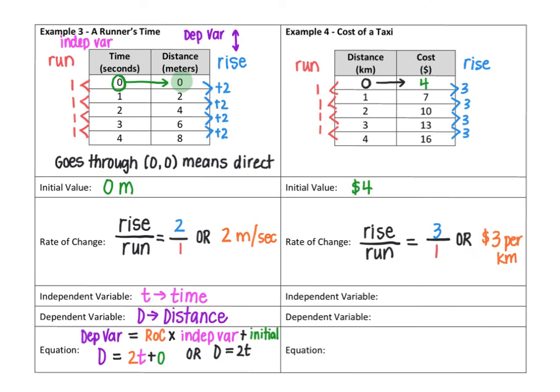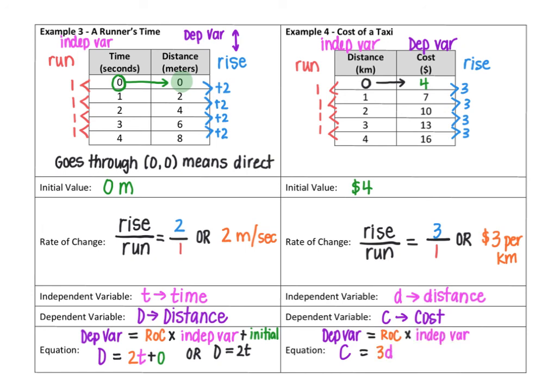For our independent variable, we will know that it is d for distance because that's the first column in the table, and our dependent variable will be cost. We can use c as our variable for this. Our equation will therefore be c equals 3d plus 4.